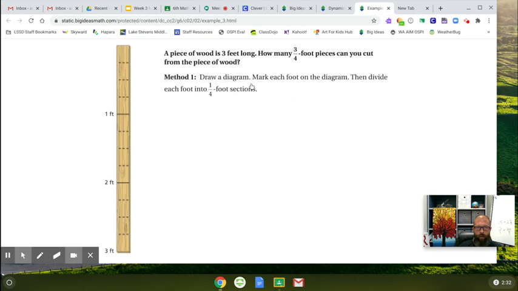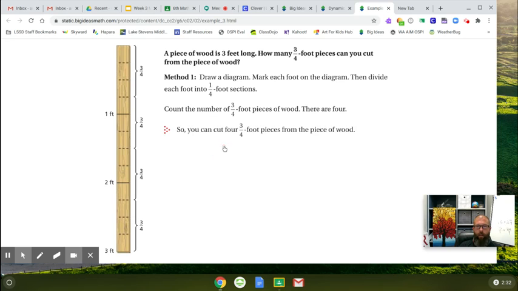I don't like method 1 because you can't always draw a diagram, but if you draw a piece of wood and cut it into 1/4 foot sections and then count them out, then you can find the answer. But that's not always going to work. So method number 2 is what I'm going to talk about here. Divide 3 by 3/4 to find the number of 3/4 foot pieces.